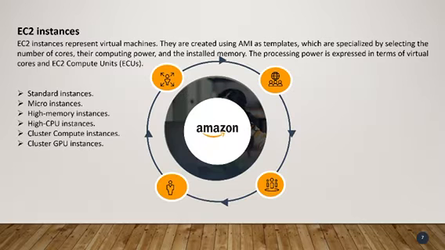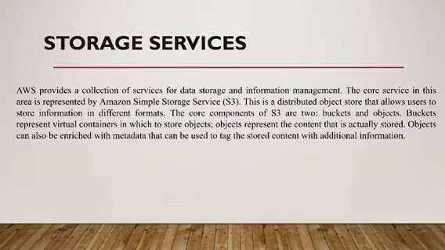EC2 is Amazon Elastic Compute Cloud, one of the Amazon Web Services, which has the ability to run applications on the public cloud. It is simply a virtual server in Amazon Web Services terminology, providing different types of instances such as standard, micro, high memory, high CPU, clustered, and GPU instances.